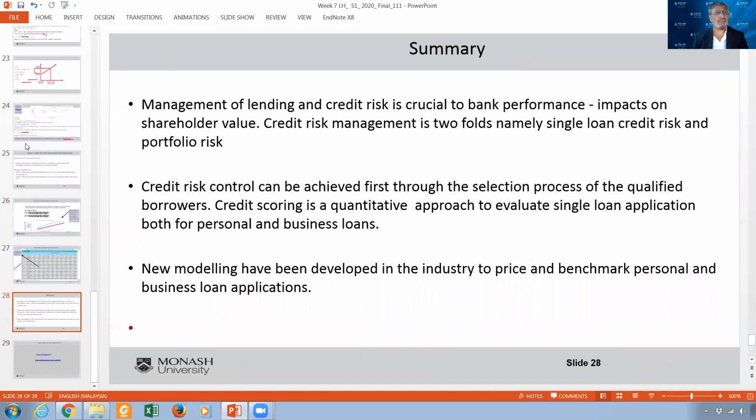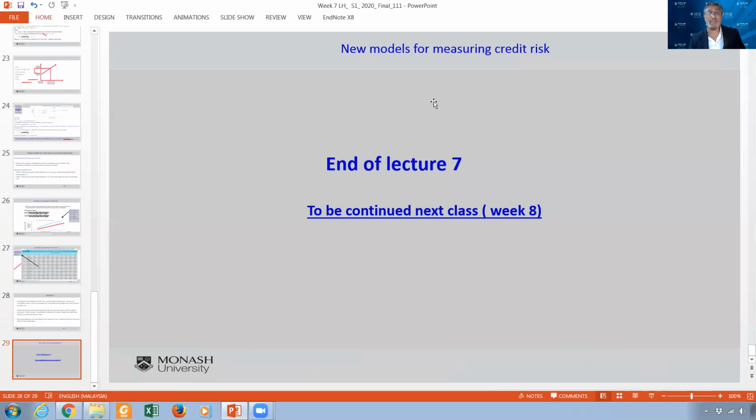This is the summary, in which we talked about management, the importance of lending, and we talked about the credit scoring, and we talked about the new models. I don't want to take much of your time. I don't know how long I'll take here, but I can tell you, I'll stop here and I will thank you very much. And hopefully we will discuss more in the tutorial and then the workshop.